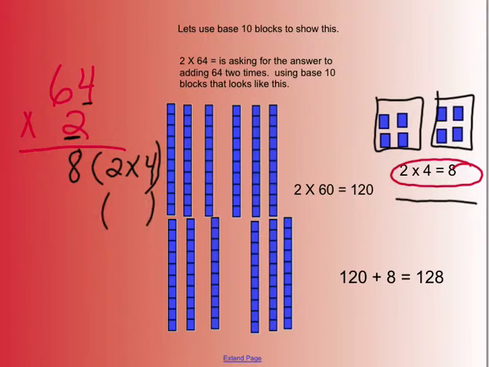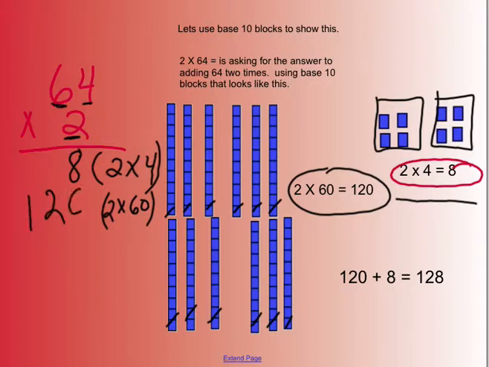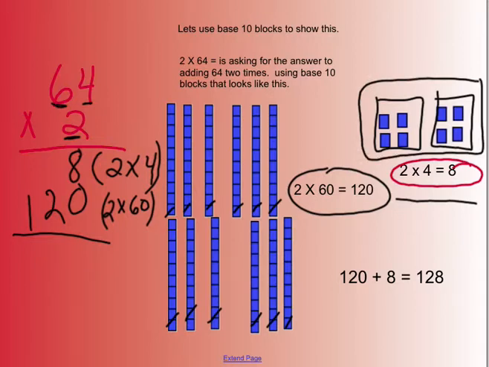Now, the second part of this problem is I'm looking at two groups of 60. So over here, remember that 6 is really not a plain 6, but it's in the tens place, so it's a 60. So here you see one group of 60 in base 10: 10, 20, 30, 40, 50, 60. And then another group: 70, 80, 90, 100, 110, 120. So using base 10 blocks, I'm adding 8 here, and I'm adding that to 120, and the sum is 128. 120 plus 8 is 128.